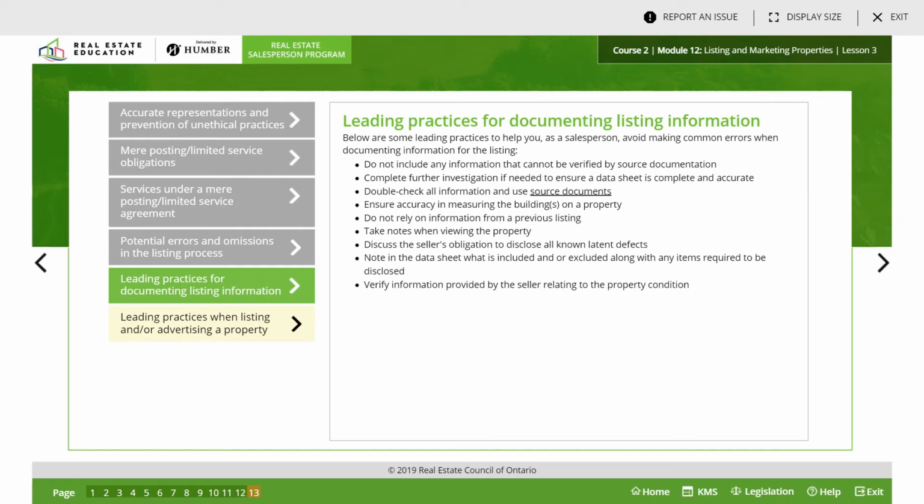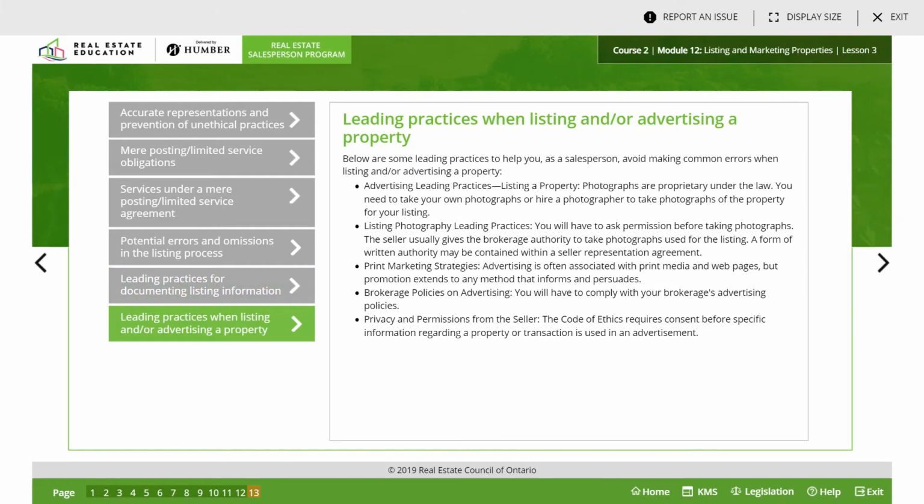Ensure accuracy in measuring the buildings on a property. Do not rely on information from previous listings. Take notes when viewing the property. Discuss the seller's obligation to disclose all known latent facts. Note in the data sheet what is included or excluded, along with any items required to be disclosed. Verify information provided by the seller relating to the property condition.